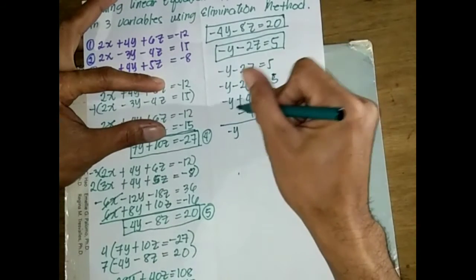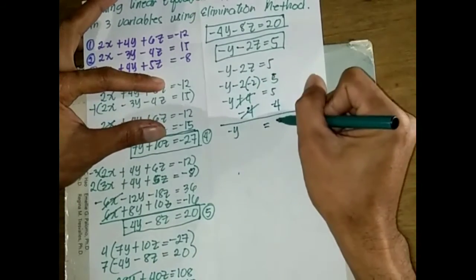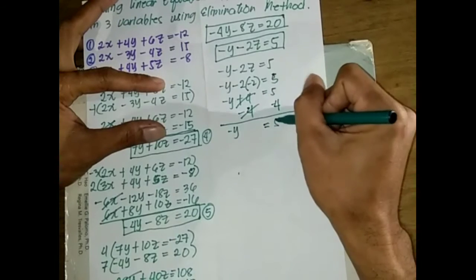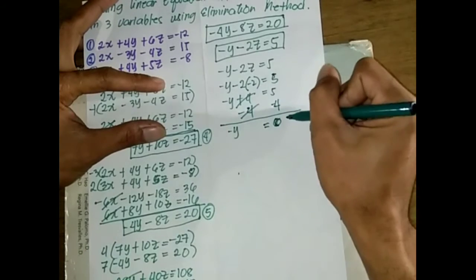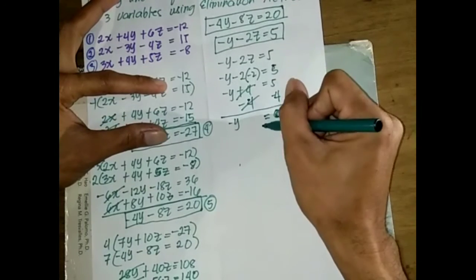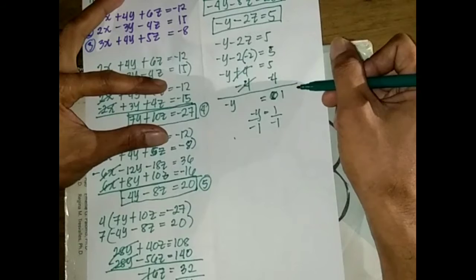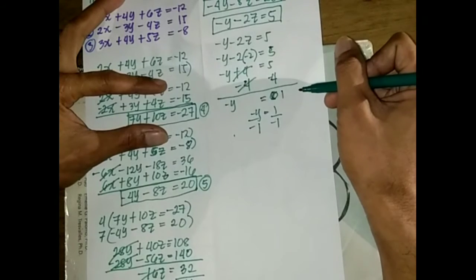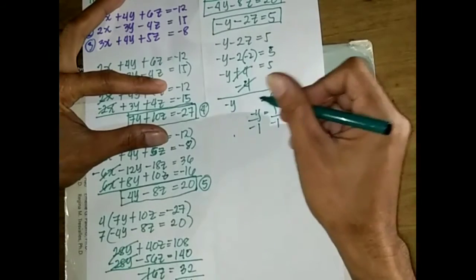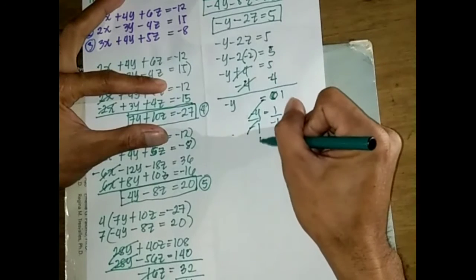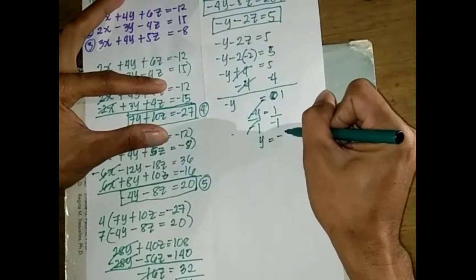Bring down negative y, cancel natin. Then 5 minus 4 is equal to 1. Then negative y is equal to 1. Divide natin both sides by negative 1 para matanggal yung negative sign sa y natin. So cancel natin, leaving us with y is equal to negative 1.